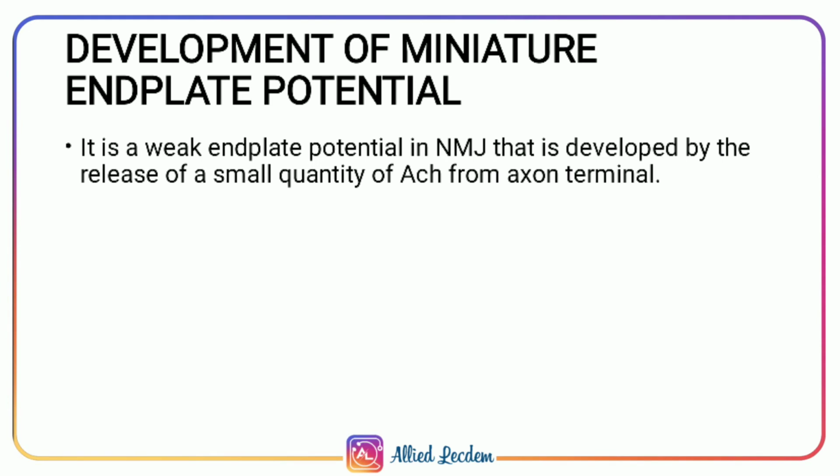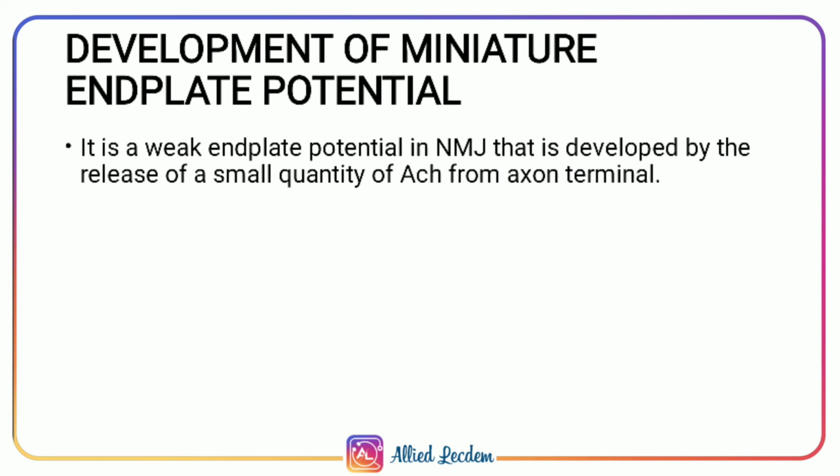The next event is the development of miniature end plate potential. It is a weak end plate potential in the neuromuscular junction that is developed by the release of a small quantity of acetylcholine from the axon terminal. Each quantum of this neurotransmitter produces a weak miniature end plate potential.